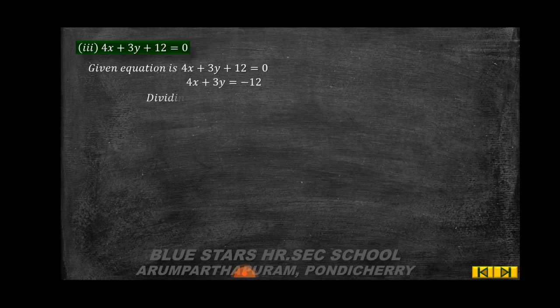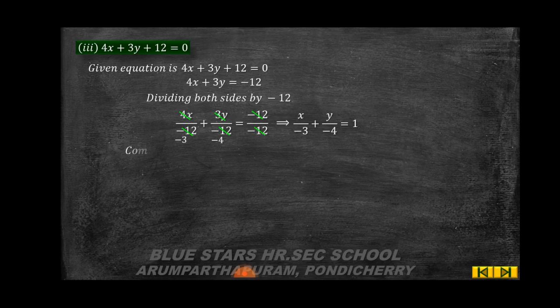4x plus 3y is equal to minus 12. So dividing both sides by minus 12: 4x divided by minus 12 plus 3y divided by minus 12 is equal to minus 12 by minus 12. After simplification, 4 divided by minus 12 is minus 3, 3 divided by minus 12 is minus 4, and minus 12 gets cancelled, so you get 1. This implies x divided by minus 3 plus y divided by minus 4 is equal to 1.